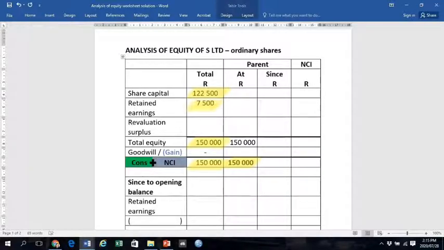Now the parent pays 150,000 Rand, which is not more than the net asset value at fair value, so there is no goodwill in this group. To balance to the 150,000 Rand total equity, you need an amount of 20,000 Rand as my unknown. That then represents the amount of the undervaluation of the land.